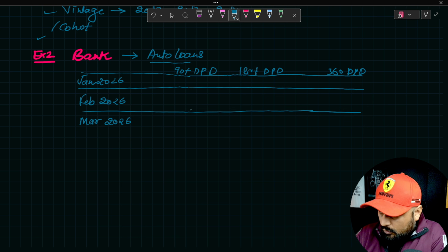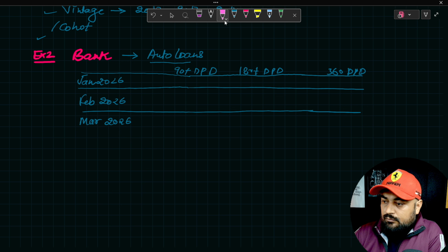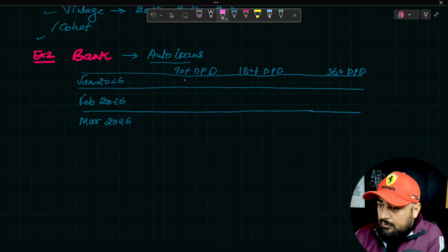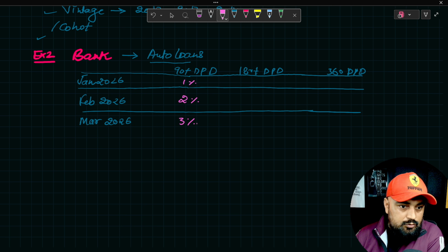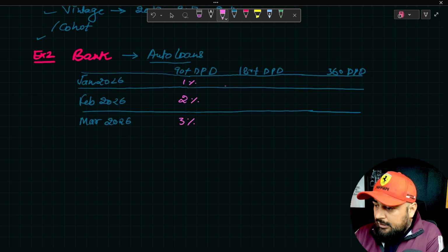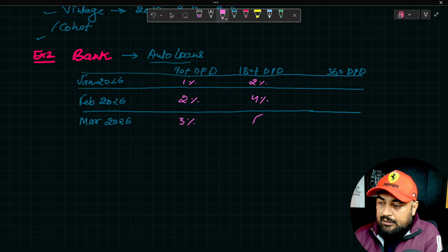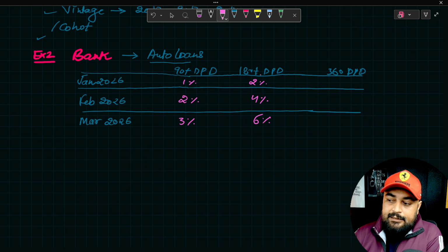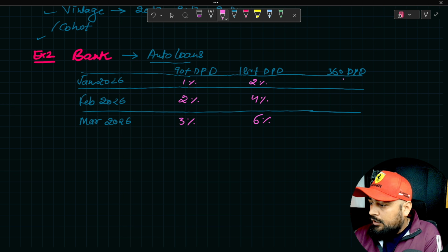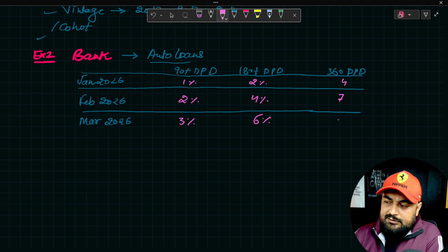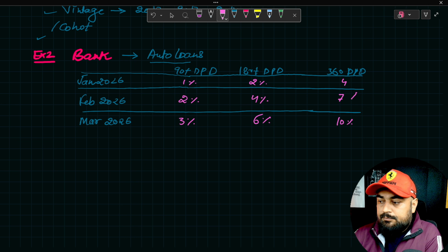So this is understood. Now, if I have a percentage, let's say in January it was 1%, in February it was 2%, in March it was 3%. So March has an increased number. Similarly, you have 2%, 4%, again 6%. 180 day DPD also is higher in the March cohort. Okay, then you have again 4%, 7%, or let's say 10%.